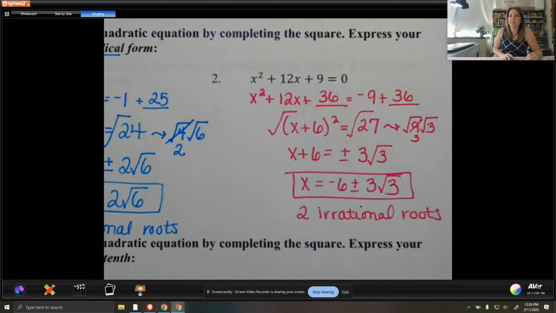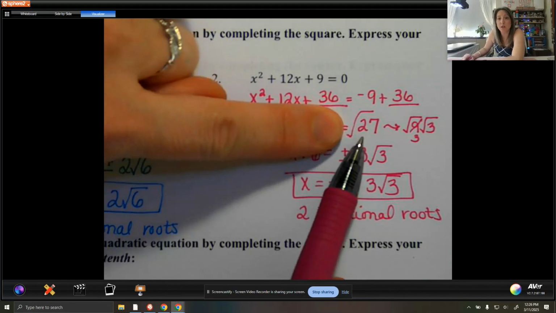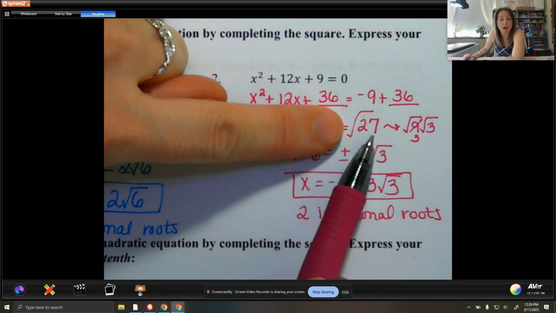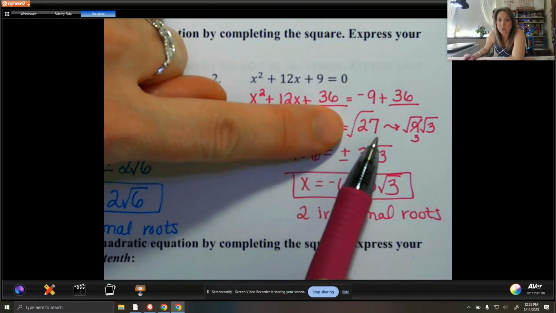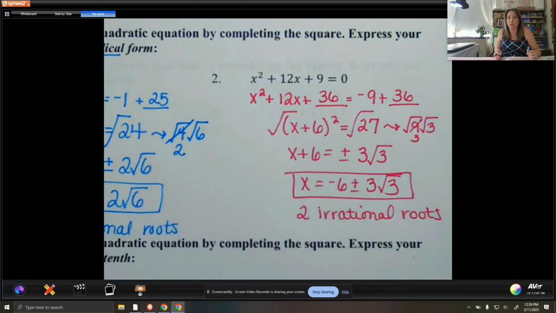12 seconds later. Okay, we get x equals -6 plus and minus 3 radical 3. That is 2 irrational roots again, because what really determines it is this number on the other side of the equal sign that I need to take the square root of. Is it a perfect square or not? And since 27 is not a perfect square, I am going to get 2 irrational roots. It doesn't matter if it can simplify or not. That part isn't important. If there is a radical remaining, you have 2 irrational roots as your answers.